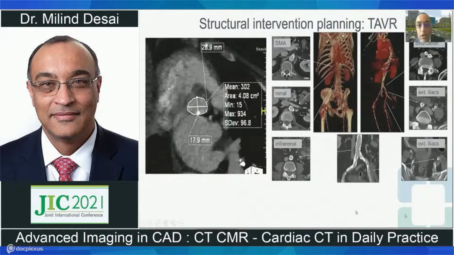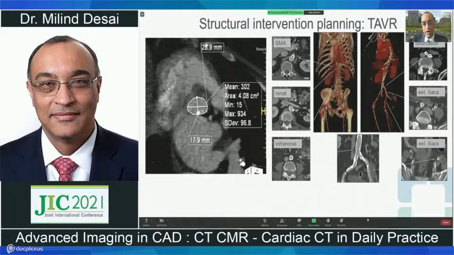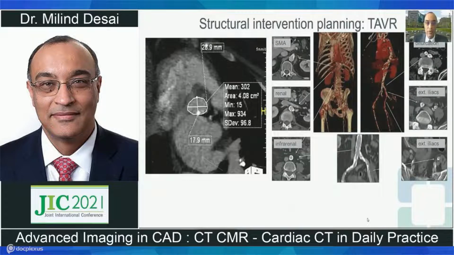Moving on from the coronary realm into structural intervention. As most of us know, CT has a huge role in planning for transcatheter aortic valve replacement, not only looking at precise measurements of the annulus, but also peripheral artery disease, because we need to make sure that it is safe to pass catheters. It can also look at the distance of the coronary artery from the annulus, as well as the degree of calcification throughout the aortic vasculature. So a huge role in structural intervention.